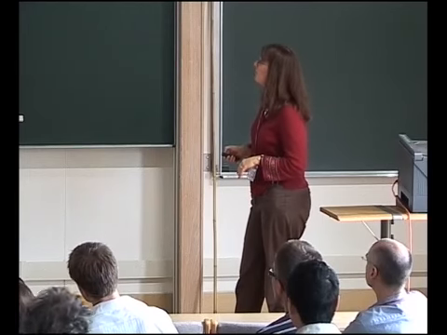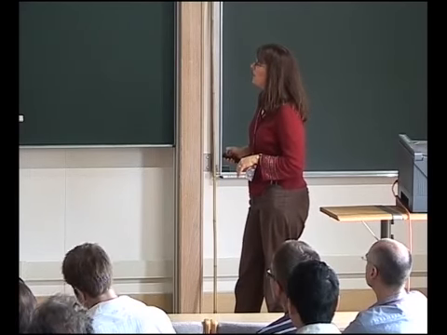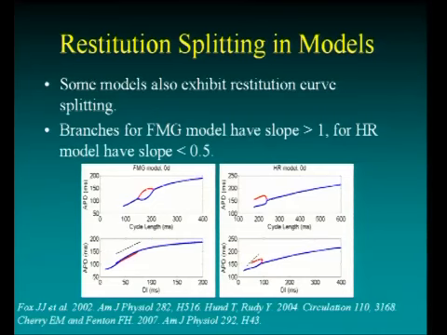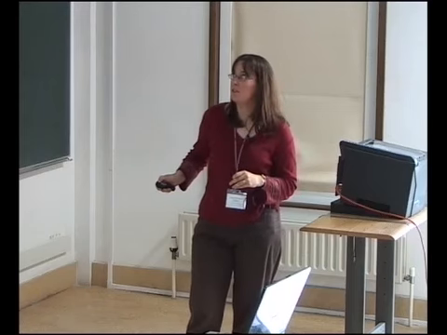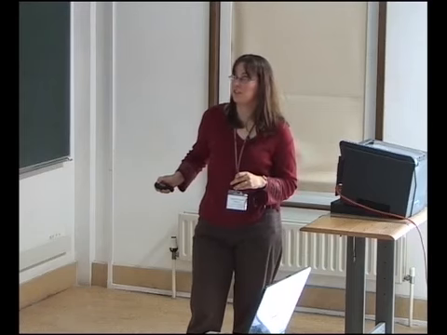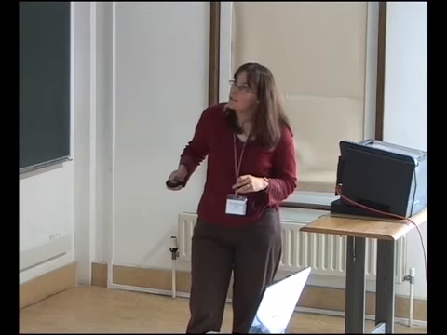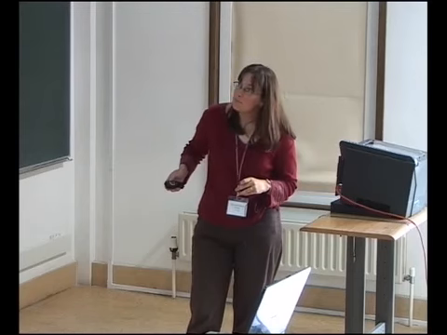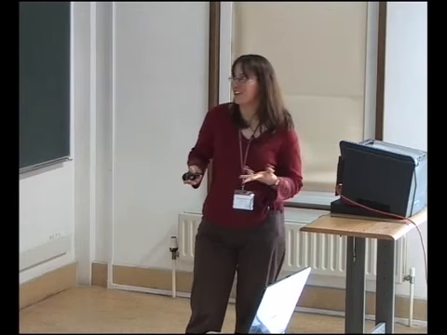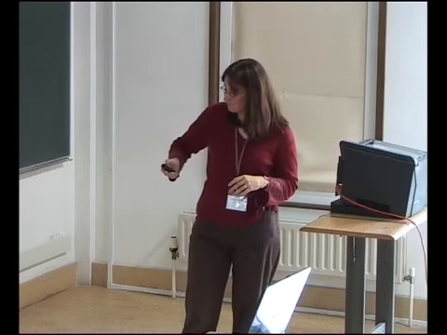There are several different models that do show splitting in the restitution curve when you look at it closely. So just showing a couple of examples here. These are both canine models: this is the Fox-Makar-Gilmore model, and this is the Hunt-Rudy model. In both cases, they show splitting. Again, this is as a function of cycle length, showing the bifurcation on the top, and action potential duration as a function of diastolic interval on the bottom. So this is, in fact, a split restitution curve.